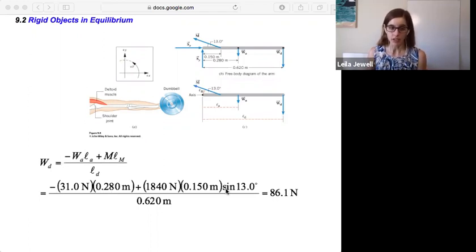Now we can plug in all of our numbers and notice that the meters as units are going to cancel out because we have meters in every expression on top as well as in the bottom. And the units we'll be left with are just newtons, which is what we'd expect for a force. So it comes out to 86.1 newtons, which is about 20 pounds.